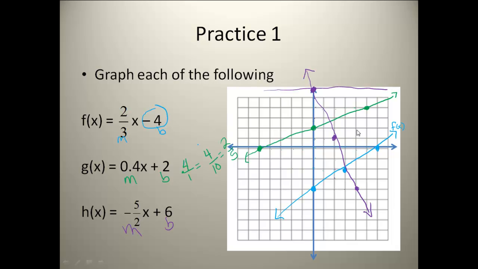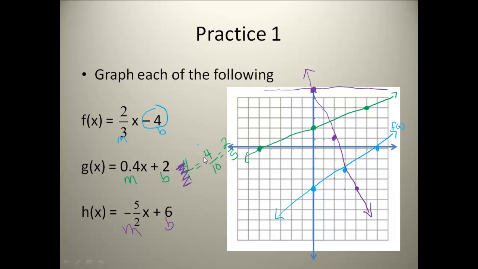Okay, when you graph these, I have the f of x function in blue. I started at negative 4 because that was my intercept, and then I went up 2 and over 3 because my slope was 2/3. The g of x function, I started at a positive 2 for my y-intercept, and then my 0.4 was 4/10. That reduces down to 2/5, so I went up 2 and over 5, and then I also went down 2 and back 5. My h function is the one here in purple. So I started up here at positive 6, and then I went down 5 and over 2.